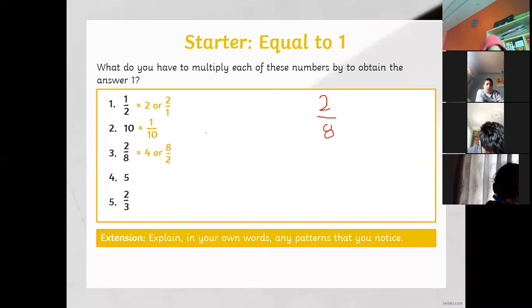Look here. If you multiply by 4, then in the numerator 2 4s are 8. In the denominator there is already 8. So if you divide 8 by 8, your answer will be 1. Or simply you can reverse the fraction. Look, you have 2 by 8. If you multiply it by 8 by 2, what will your answer be? Your result will be 1. And this 5, this 5 should be multiplied by what? Can you tell me?